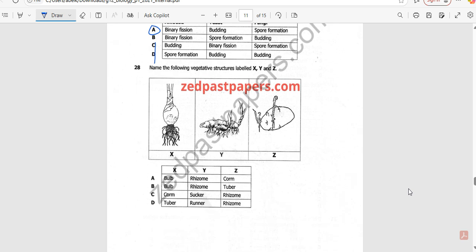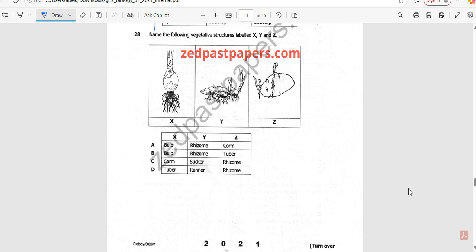Our answer is A. Name the following vegetative structures labeled X, Y, and Z. So you have bud, then you have the rhizome. Then Z, what is it? Z is a tuber. So the answer is B here. A corm sometimes looks similar to the bulb.